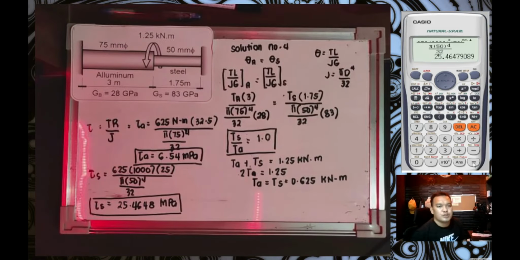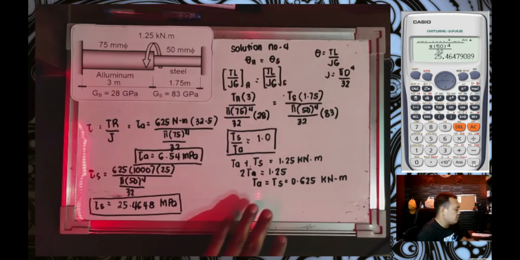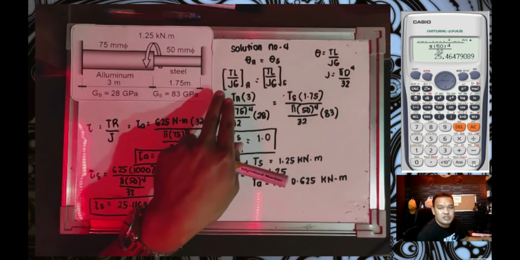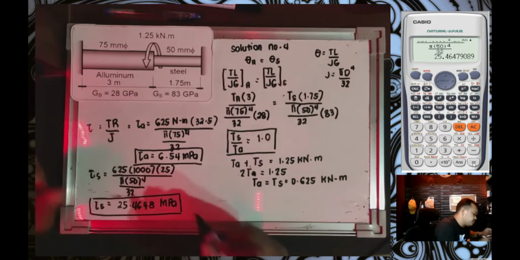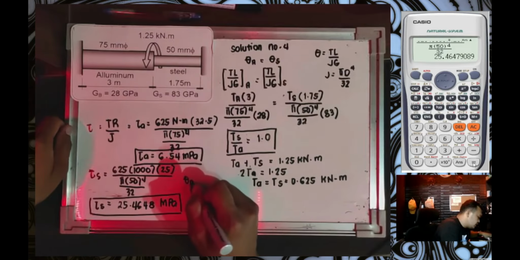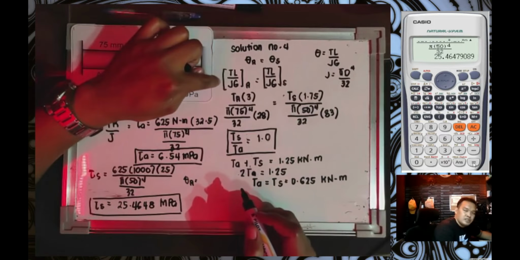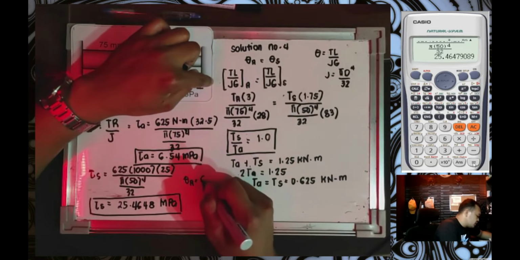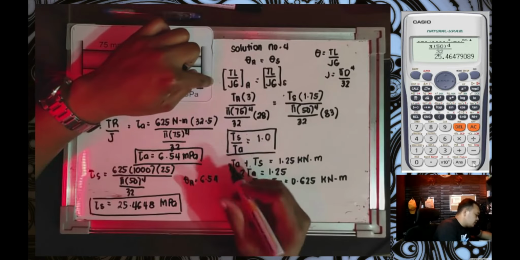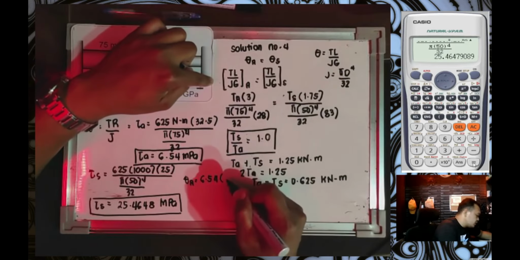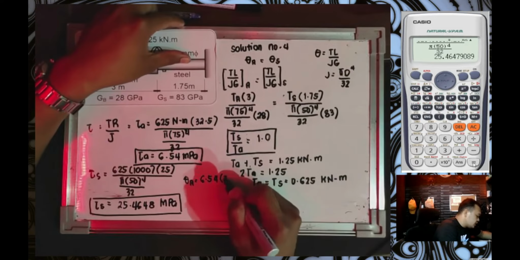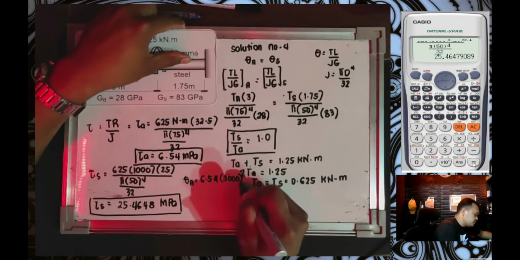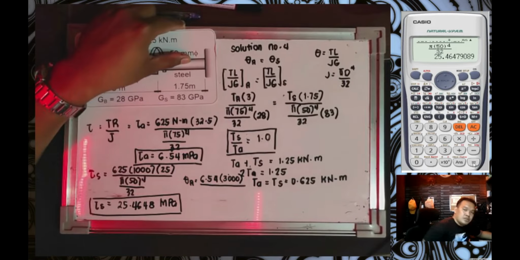For the last question, the maximum angle of twist in the system in degrees, no? So ilalagay niyo lang ulit itong mga values na to dun sa formula natin. So angle of twist for A is equivalent kay TL over JG. So pwede kong sabihin 6.54 multiplied by L, which is equivalent kay 3 meters. So 3,000 na to. Divided by JG.